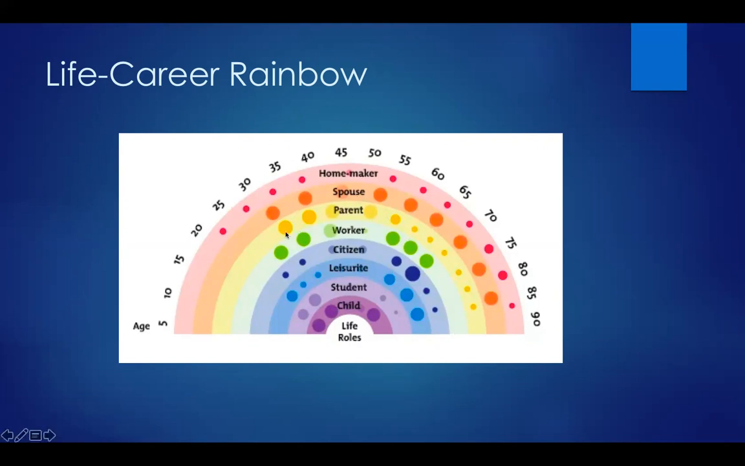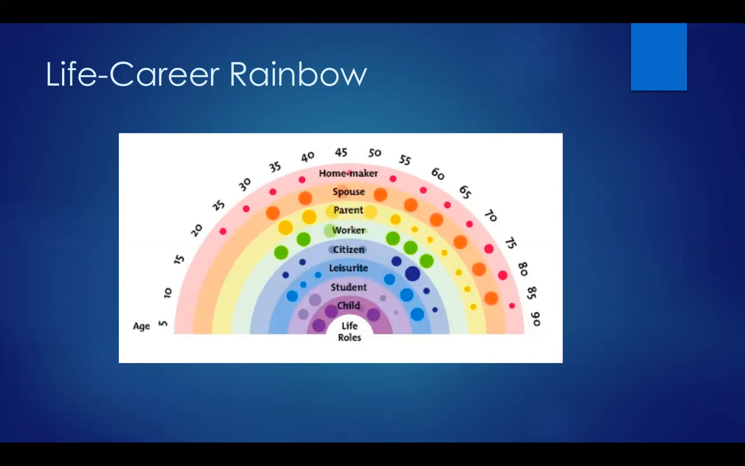So a parent's role might be particularly important while the child is growing up, and then it shrinks as the child gets older. Student, similarly, it might be a very important role as a young person, then might shrink as someone's older and they're not enrolled in school anymore.